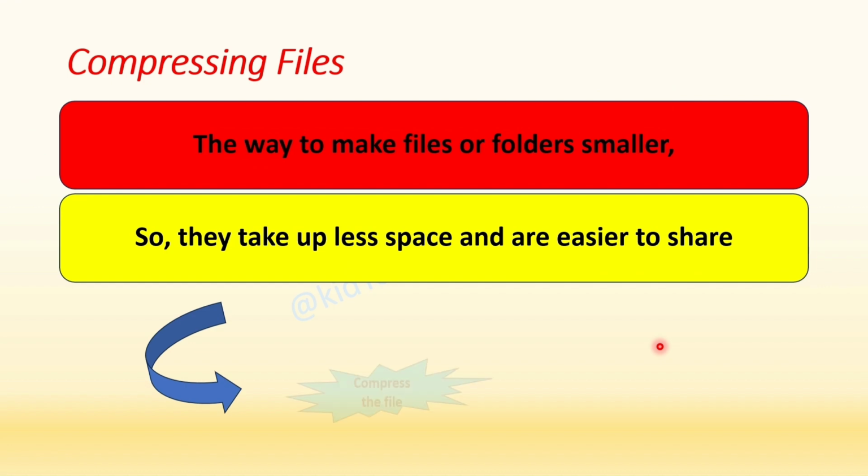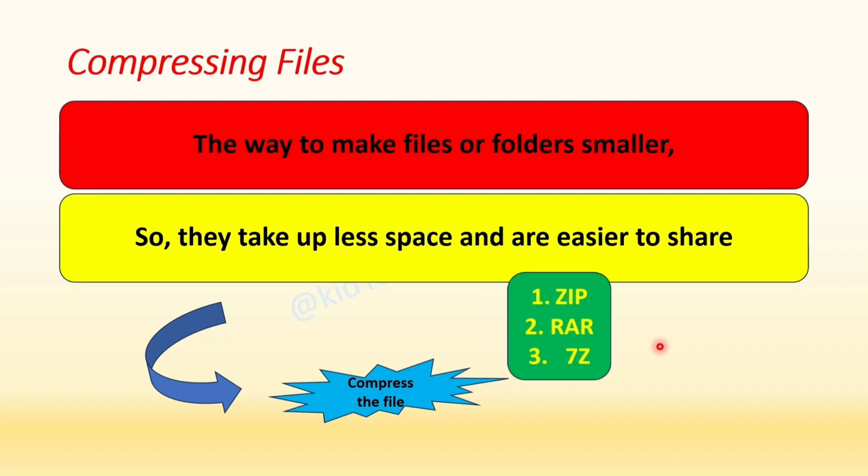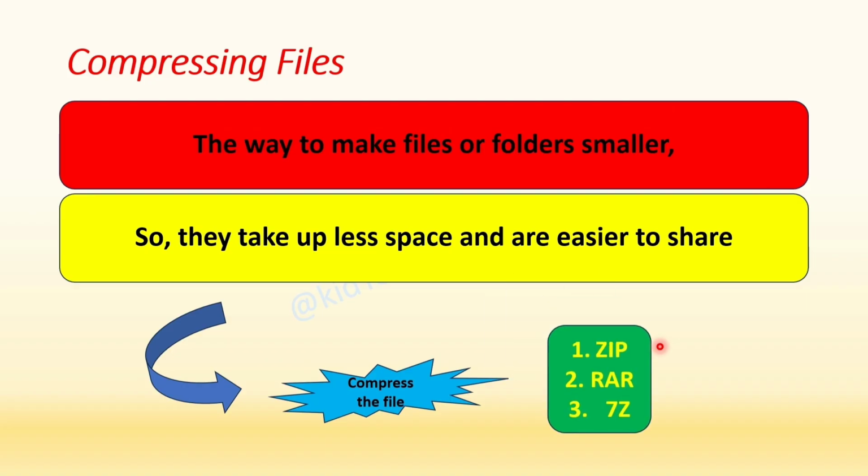To do this we have compression applications available. Right now I'm talking about three of them. One is the zip file, very famous. One is the rar file. Another is 7-zip. These are the three applications I'm telling you about right now. These will help to compress the files. You go and check in your computer which one is installed and try to use it. Now let's come to the demo for compressing a file.